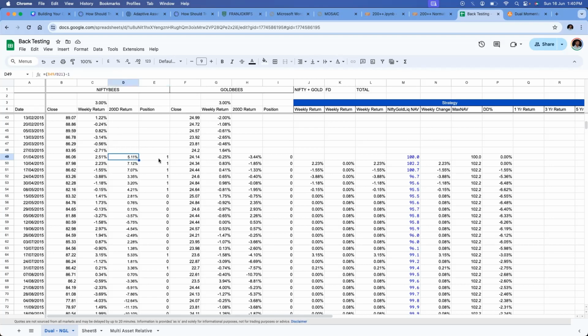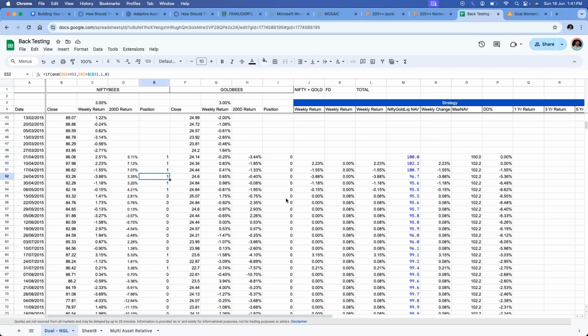If Nifty BeES fails in any of the conditions, that is either Nifty BeES returns are less than gold or less than the fixed deposit returns, then it will return a 0 value here. Same thing happens with gold. In the gold case, gold should beat G3. G3 is also the same number, 3%. And gold should also beat Nifty BeES returns of 200 days. If both are met, then 1, or else 0. As you can see, there's a complementarity between the Nifty position and the gold position. If Nifty is true, then gold is false. If gold is true, Nifty is false.